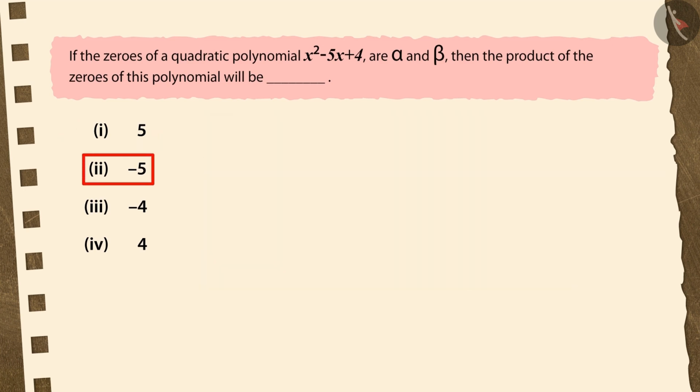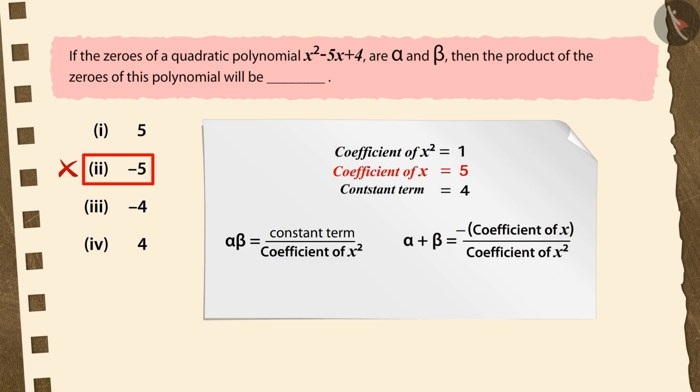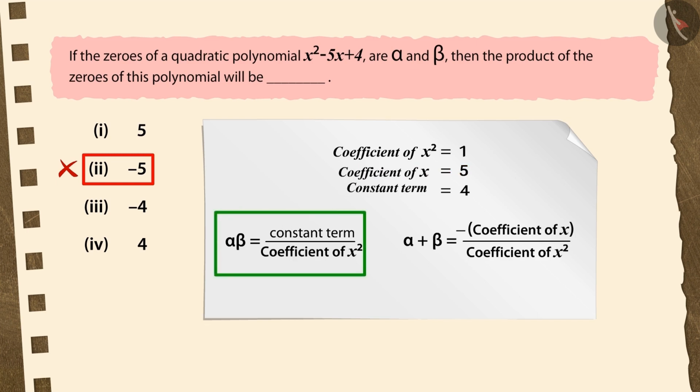If you have selected the second option, then your selection is incorrect. There are 2 reasons. First, while writing the coefficient of x, you forgot to prefix it with negative sign. Second, instead of using the formula for product of zeros here, you have used the formula to find their sum.